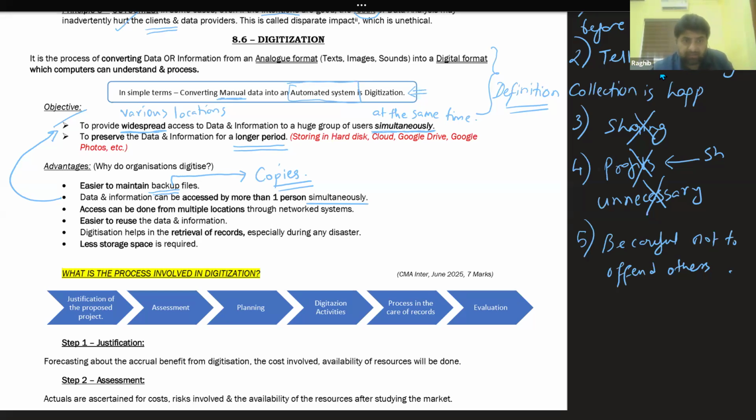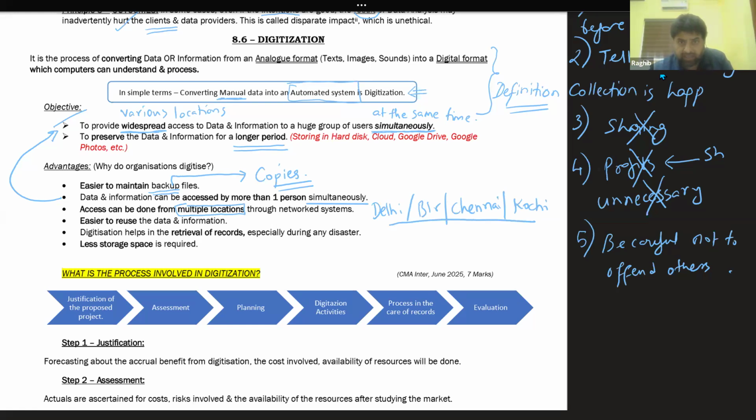Then access can be done from multiple locations through a network system. One person is working in Delhi, one person is working in Bangalore, one person is working at Chennai, one person is working at Kochi.